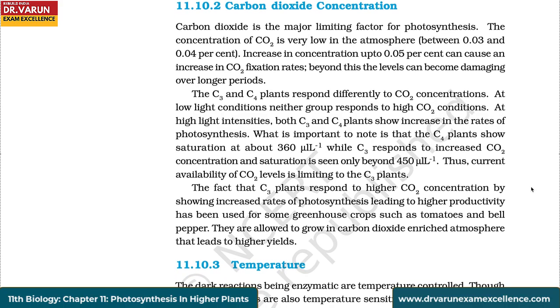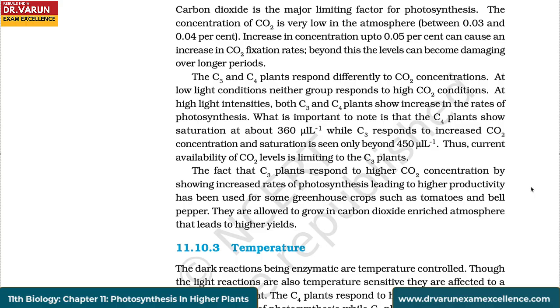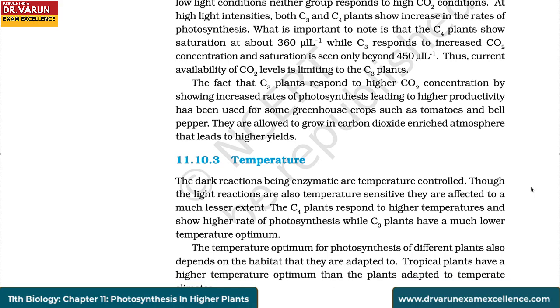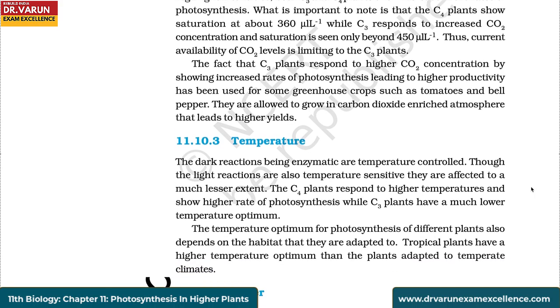At low light conditions, neither group responds to high carbon dioxide conditions. At high light intensities, both C3 and C4 plants show increase in the rates of photosynthesis. What is important to note is that the C4 plants show saturation at about 360 units, while C3 plants respond to increased carbon dioxide concentration and saturation is seen only beyond 450. Thus, current availability of carbon dioxide levels is limiting to the C3 plants.